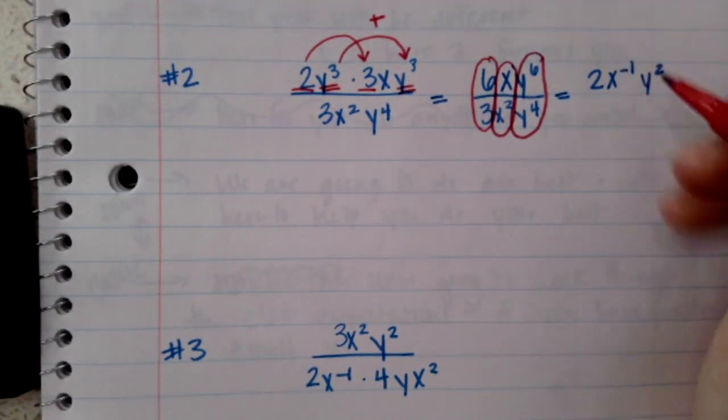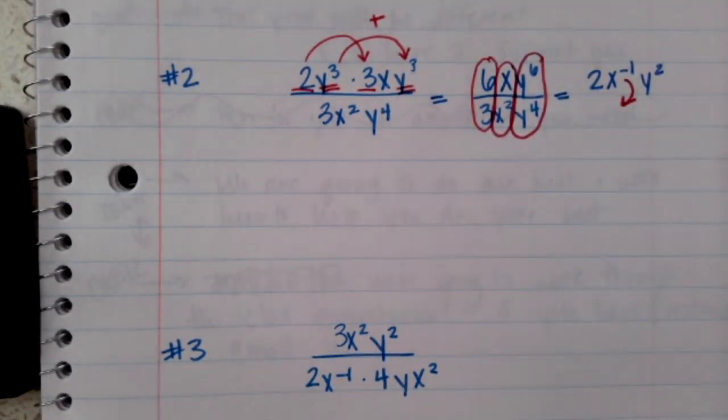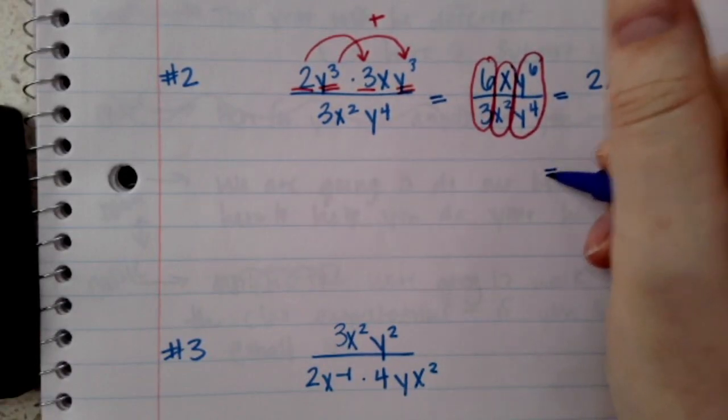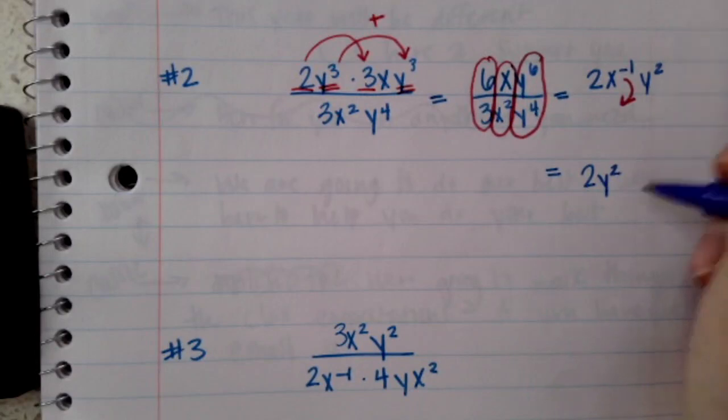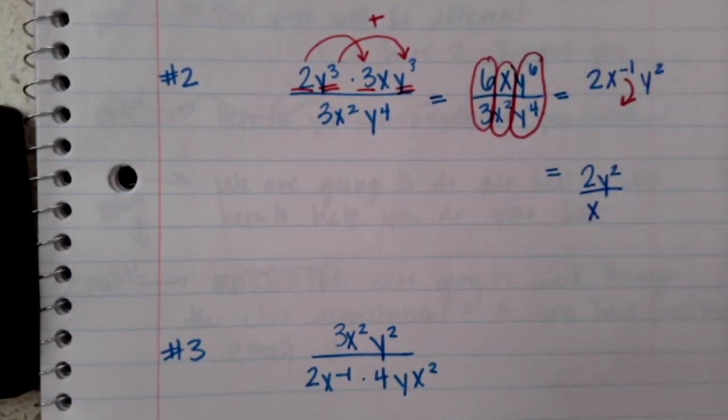Now this is almost done, but if you notice we have a negative exponent that we want to move to the bottom. So we have 2 stays on top, y squared stays on top, but x to the first moves to the bottom. And you can either leave it as x to the first or just x. And that should be your answer.